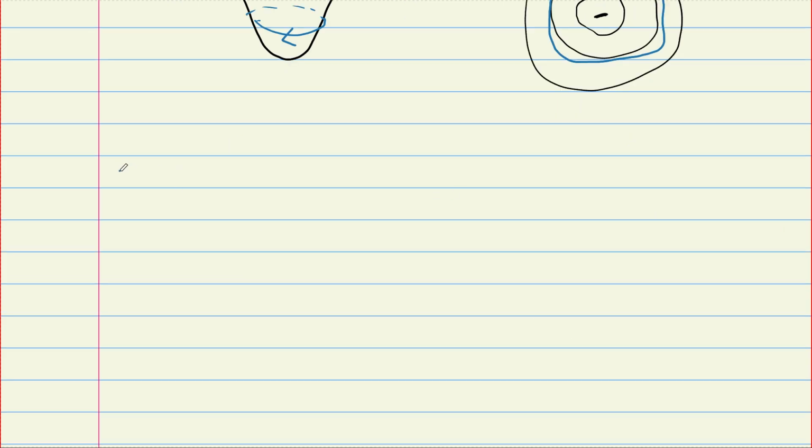Then in the case of a 2D sample, let's think about a 2D sample like this. And now I can think about my Fermi energy. So okay, let me just write that.